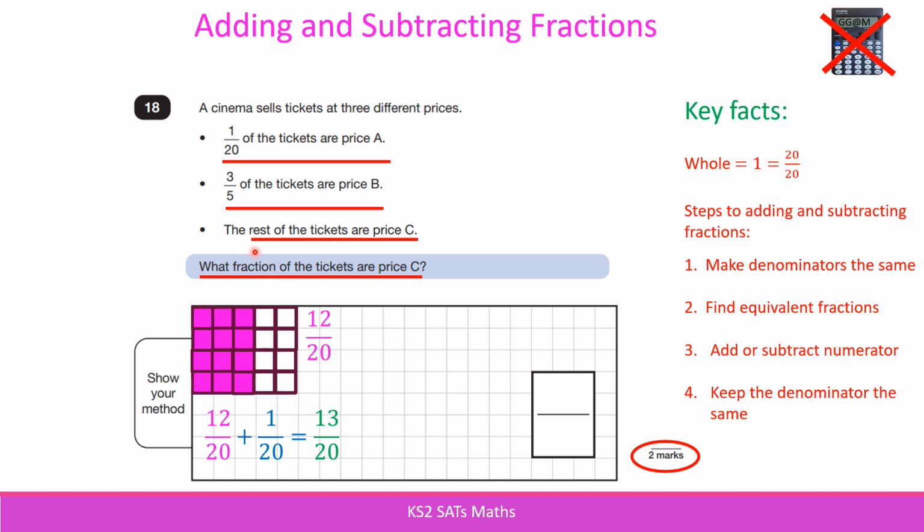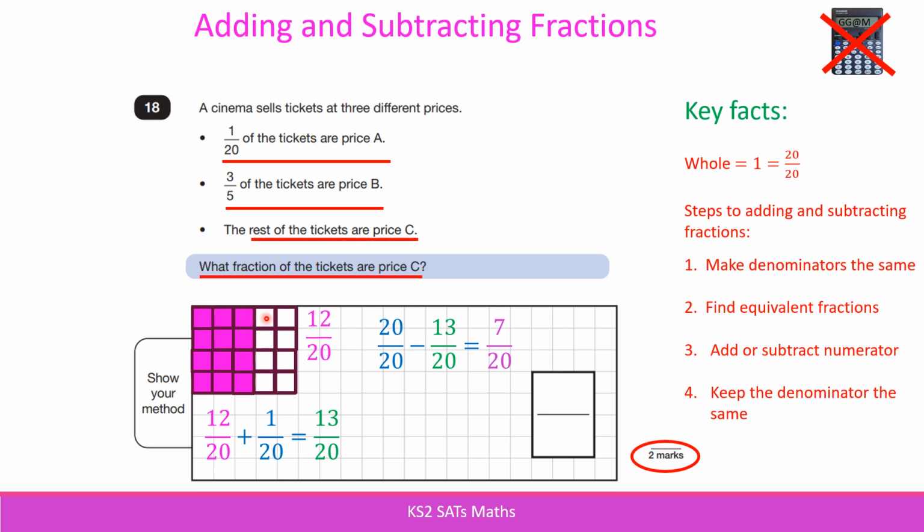Now the next bit of the question says the rest of the tickets are price C. So the rest is what is left. So what is left, if I do 13 to 20, what do I have to do? So I've got to do 20/20, so from 1 whole, 1, take away the 13/20, which is all that with that extra section in there.